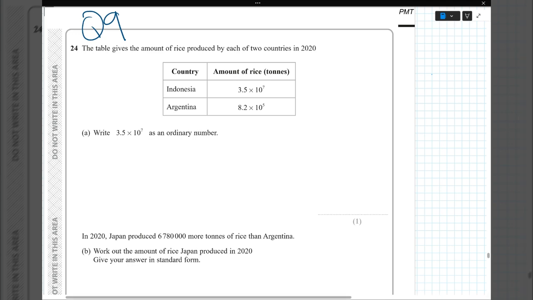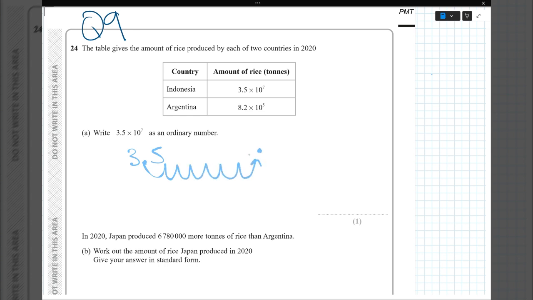Hi, okay, so question number 9 on the higher, 24 on the foundation, the last of our crossover questions. Write 3.5 times 10 to the power of 7 as an ordinary number. I like to just do 3.5 and then 1, 2, 3, 4, 5, 6, 7 movements of the decimal place, and then we fill in the zeros. So that gives us 35, and I think that was 6 zeros. 1, 2, 3, 4, 5, 6. Yeah, 35 million.